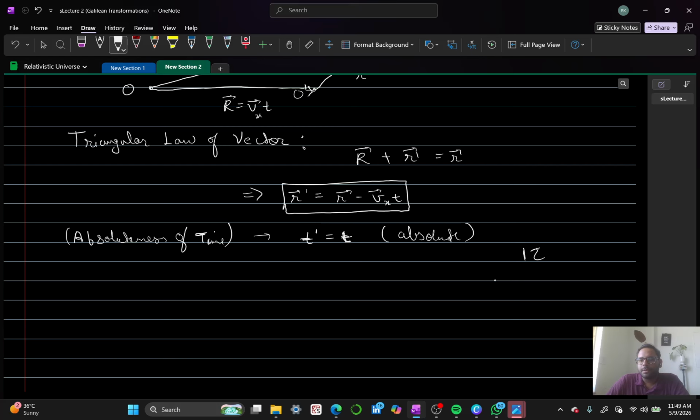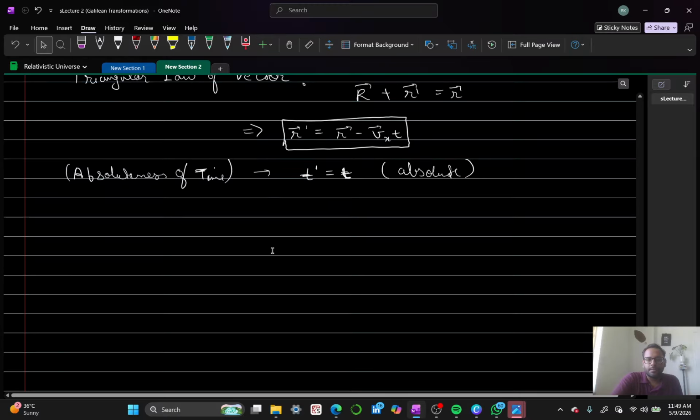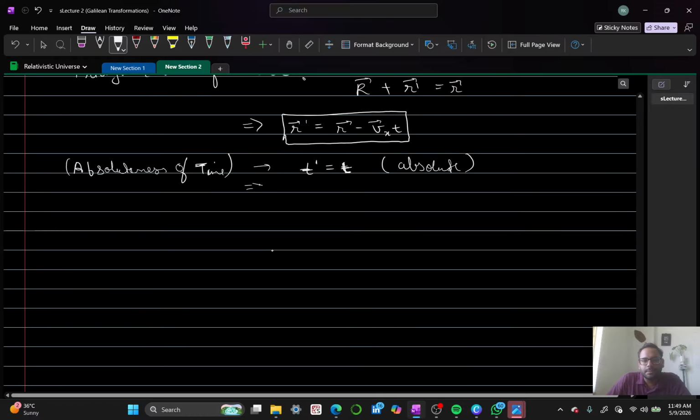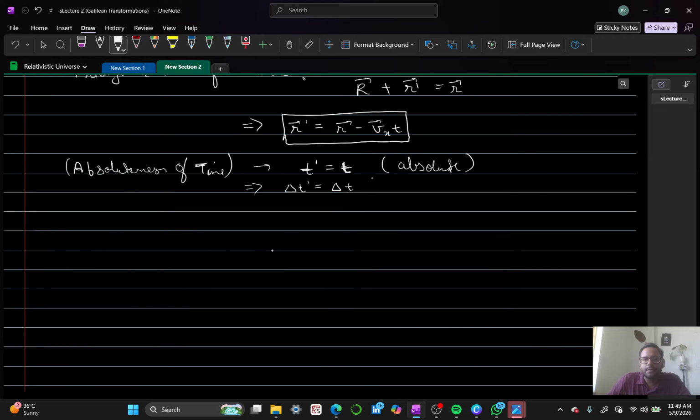If in your frame the event is happening at 12, then in your friend's frame the event will also happen at 12 o'clock. And this also implies that del t dash is del t. This is absoluteness of simultaneity.